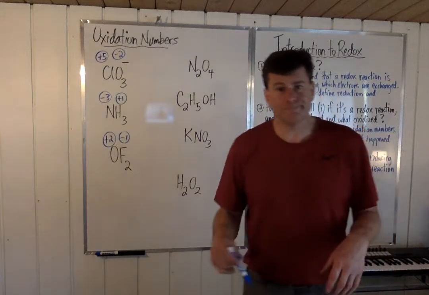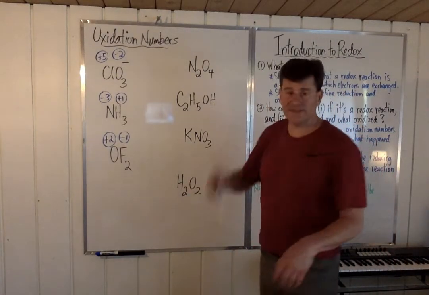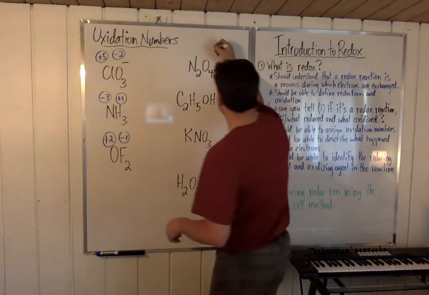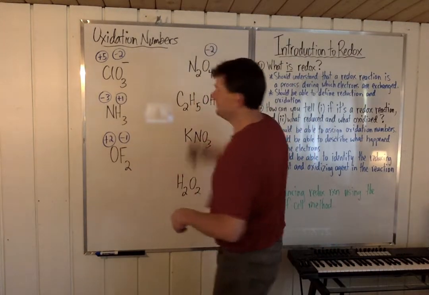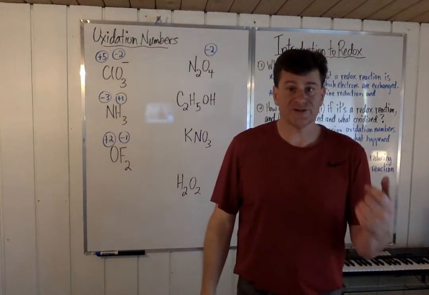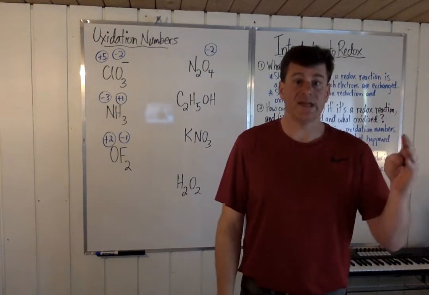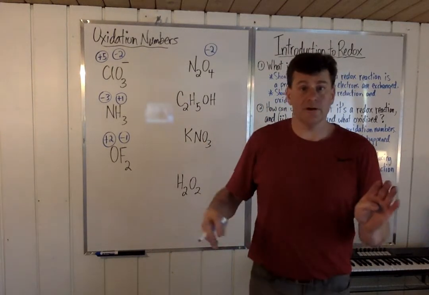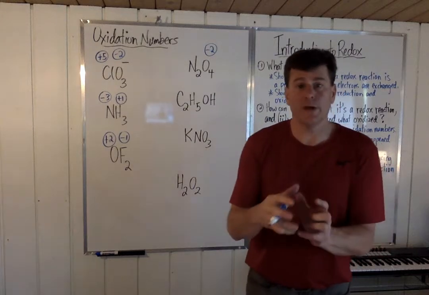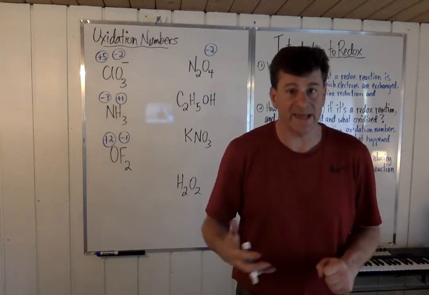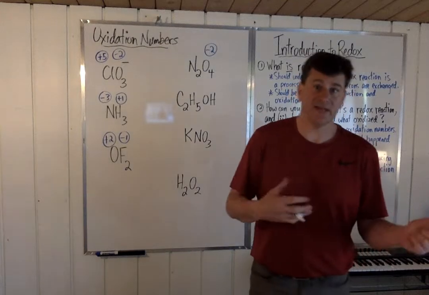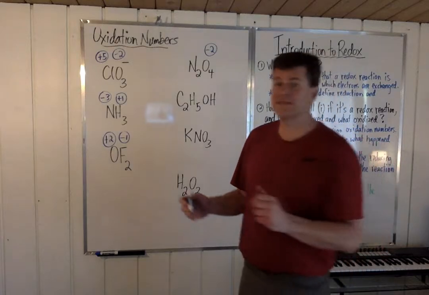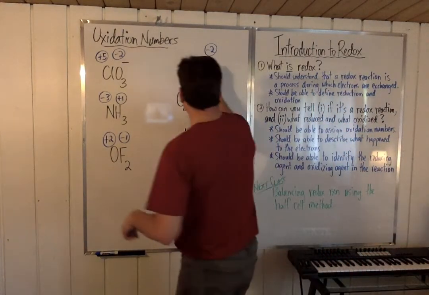Next one, N2O4. Again, it's a neutral compound, 0. The highest priority goes to the oxygens, which are -2. There are 4 oxygens, so -2 times 4 is -8, which means that the nitrogens over here, there's 2 of them, have to come up with a total charge of +8 to balance off the -8 from the oxygens. But there's 2 of them, which means each individual nitrogen is +4.